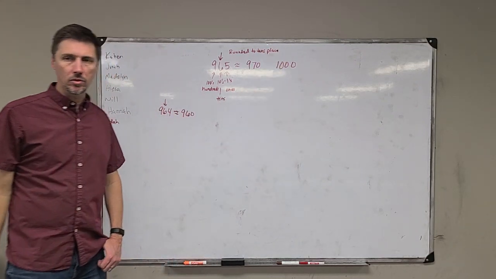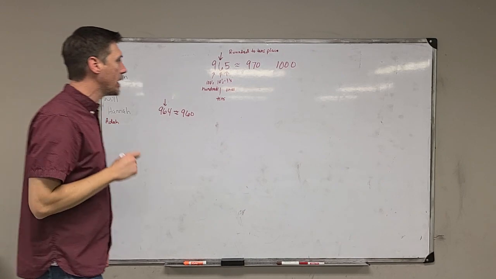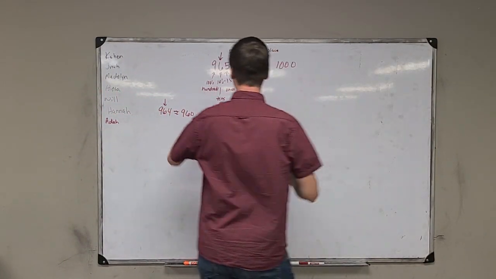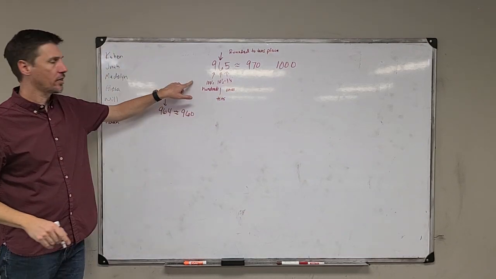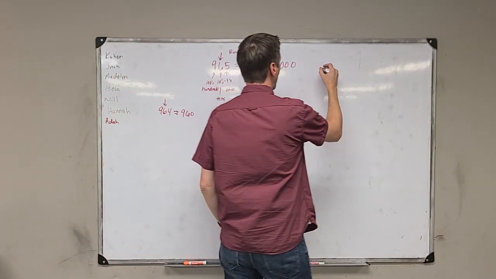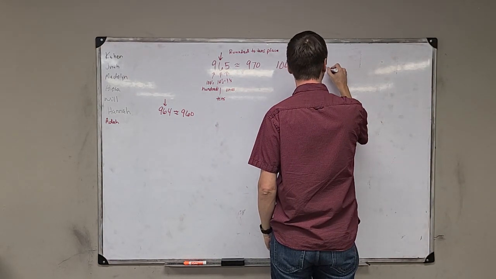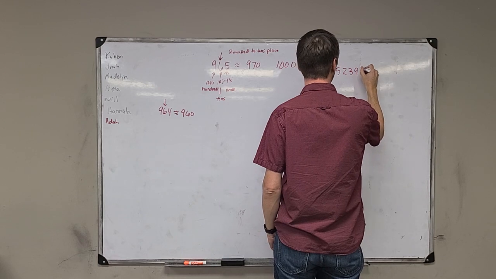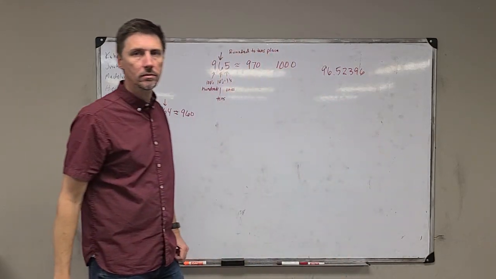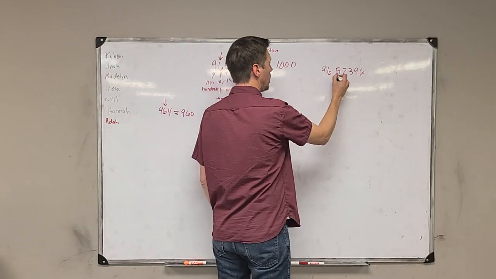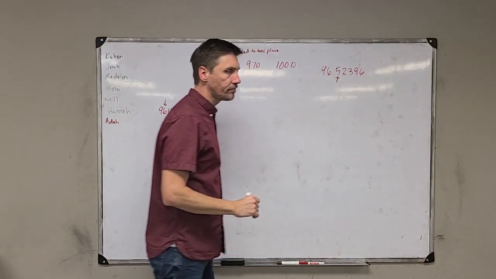Now, let's talk about decimals. All right? And with decimals, so, this keeps going. We have the ones, the tens, the hundreds, the thousands, the 10,000s, right? But what about when we're talking about decimals? So if I have a number like 96.52396, for example, all right?